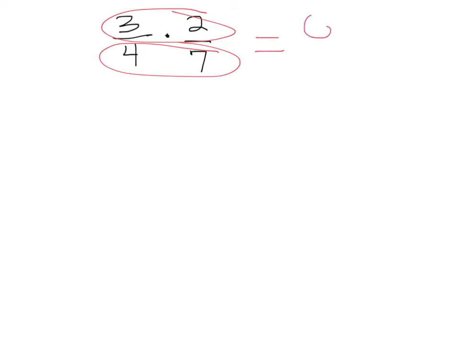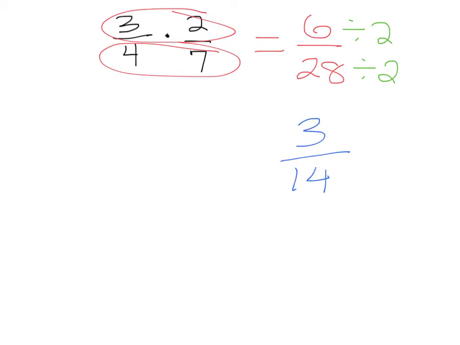3 times 2 is 6. 4 times 7 is 28. However, we know that 6 and 28 are both even, so we'll divide each one of them by 2, and that would give us an answer of 3/14. So multiplying is a lot easier. No common denominators needed. You just pow, pow.